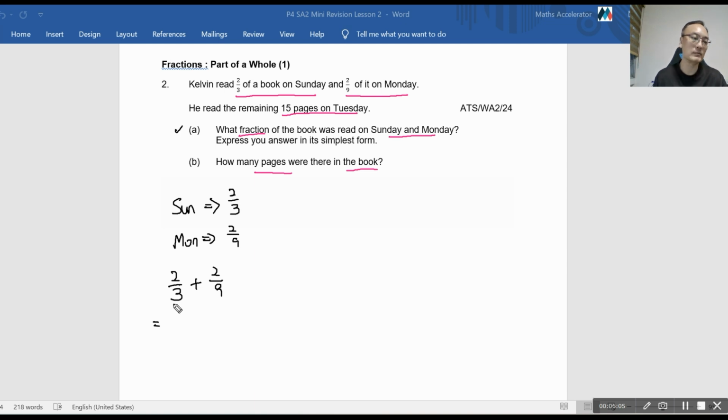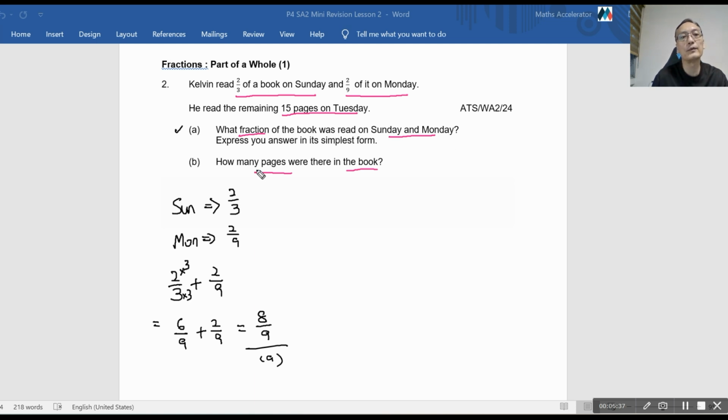So in order to make them have the same denominator, we have to change 2/3 to denominator 9. So top and bottom times 3. And we will have 6/9. So 6/9 plus 2/9 will give us 8/9. And we have our first answer, right? So this is the answer for part A.